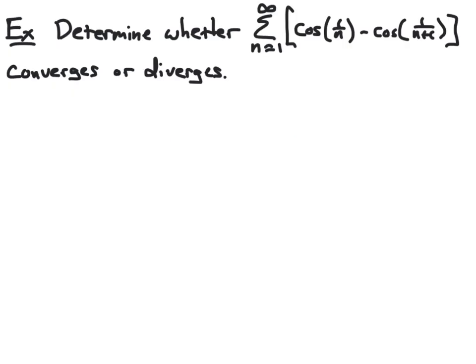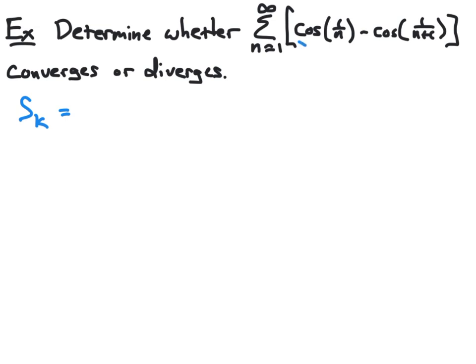So let's take a look at a classical example of a telescoping series. In this example, we want to determine whether the series from n equals 1 to infinity of cosine of 1 over n minus cosine of 1 over n plus 1 converges or diverges. In order to do this, we're going to first find a formula for the partial sum s sub k.